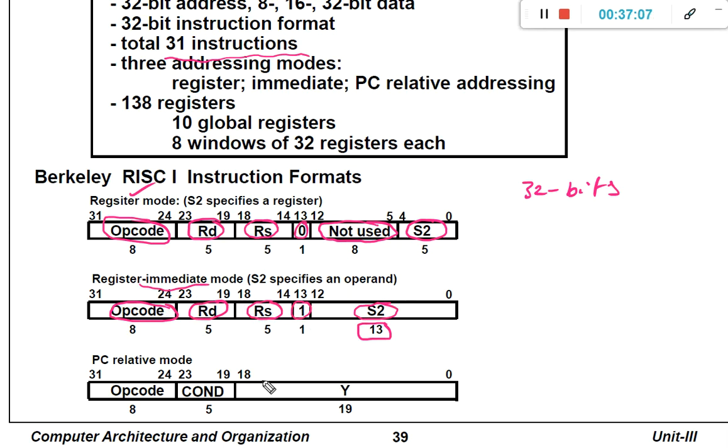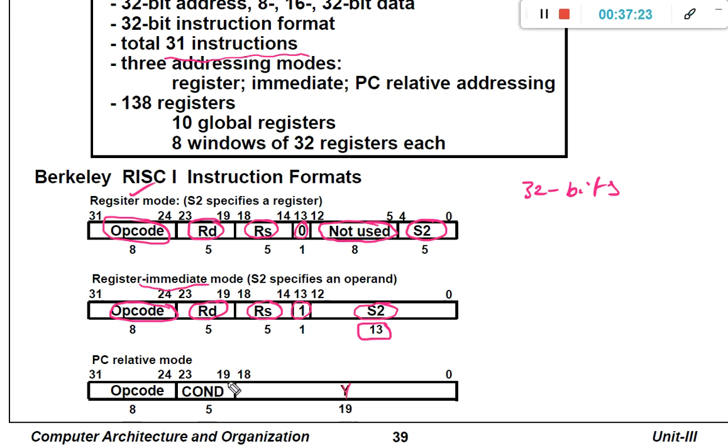Coming to the PC relative mode, bits 0 to 18 will represent the Y register. Then from 19 to 23.